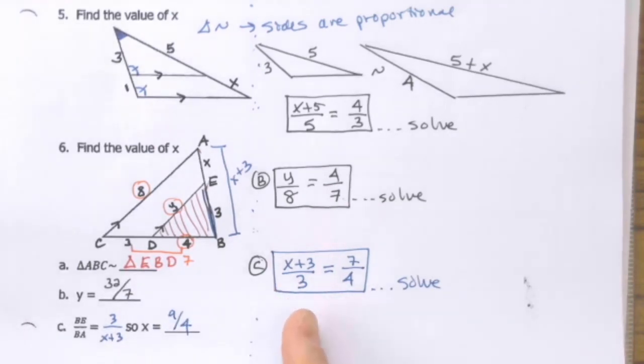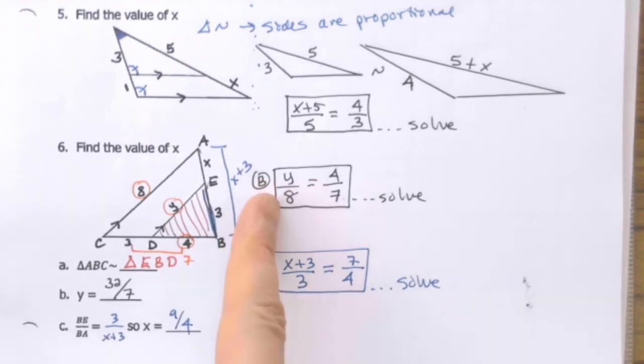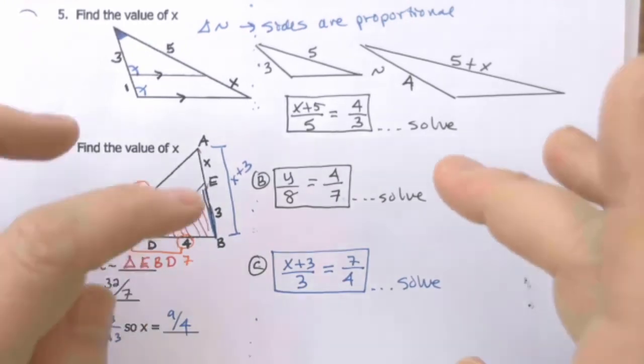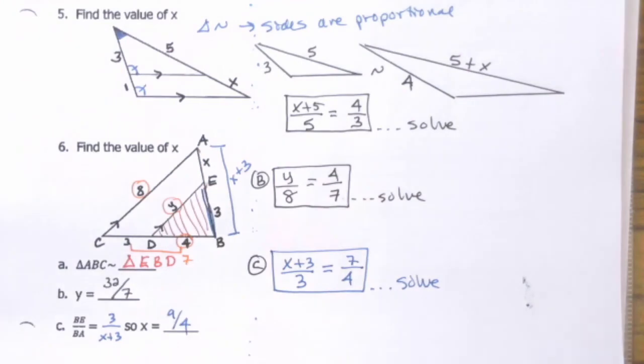Notice for convenience sake when you're solving, you can put the variable on top. Just make sure that whether you're doing big over small or small over big, that you're actually doing the same thing on both sides of the proportion. Don't get that mixed up. When in doubt, go small over big on both sides. Just do that all the time and then you'll never be wrong.